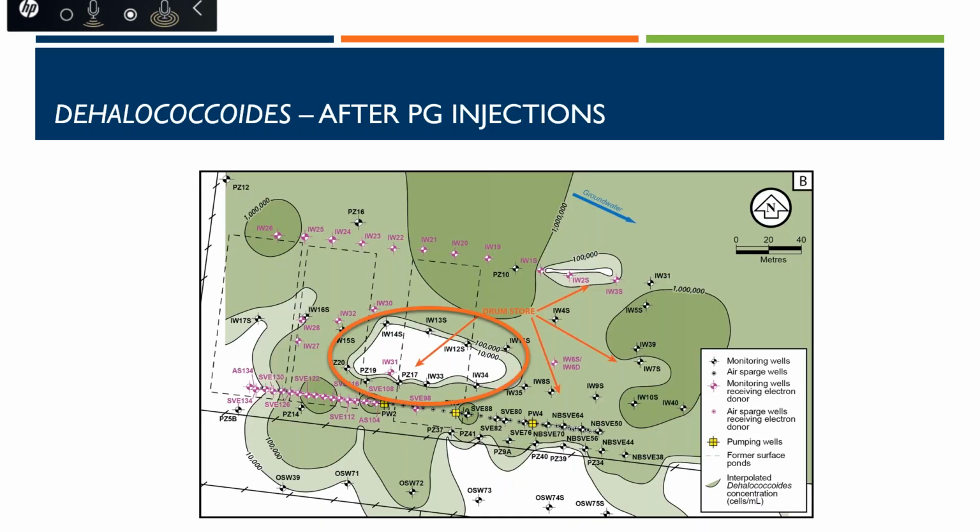The propylene glycol injection had stimulated growth of high concentrations of halorespiring bacteria, including Dehalococcoides, over most of the source area. The lone exception was a distinct area under the former surface ponds where the density of Dehalococcoides remained below the 10 to the 4 cells per milliliter threshold, despite sufficient electron donor availability and consumption of competing electron acceptors.